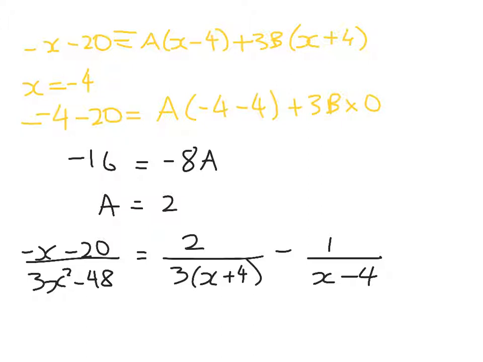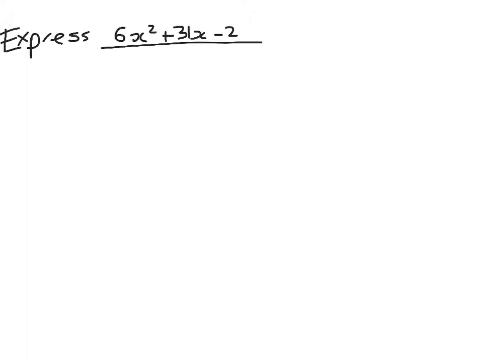Now the next one is a bit muckier, but I wanted to include it, but working's a little bit longer. Alright, so this one has got a quadratic in the numerator. So here's one that I made up. Express 6x squared plus 31x minus 2, and I've factorised the cubic here for you because it's going to be a little while until we can do that easily.